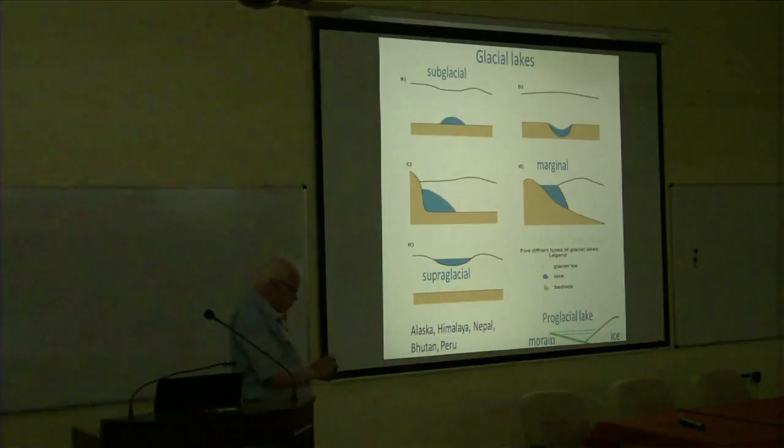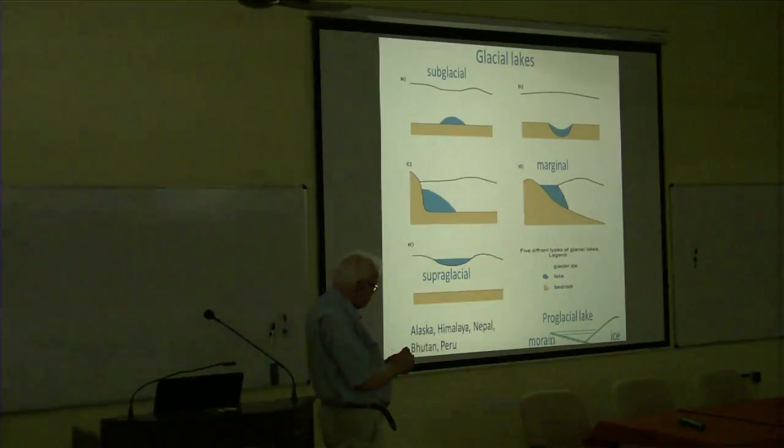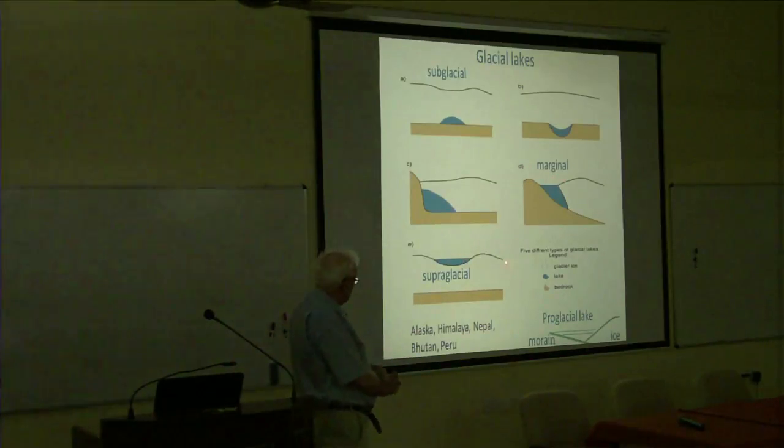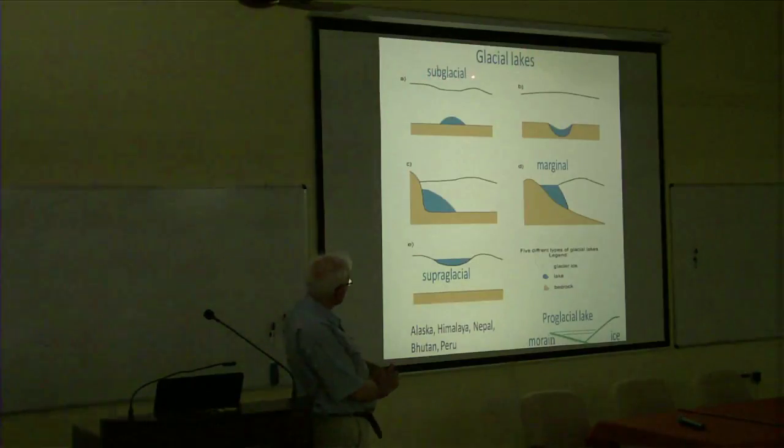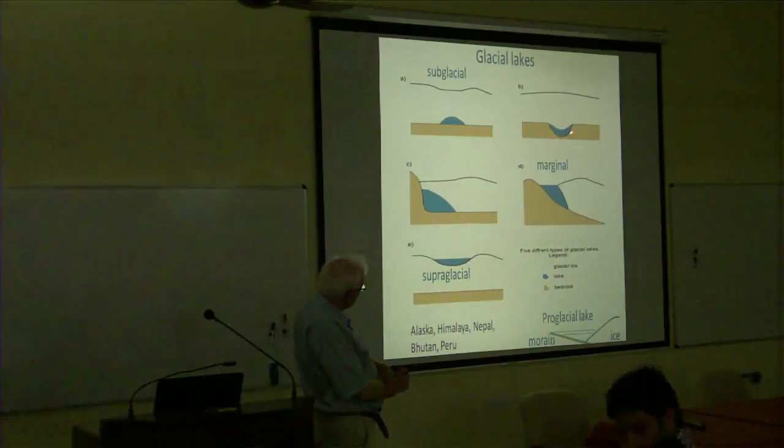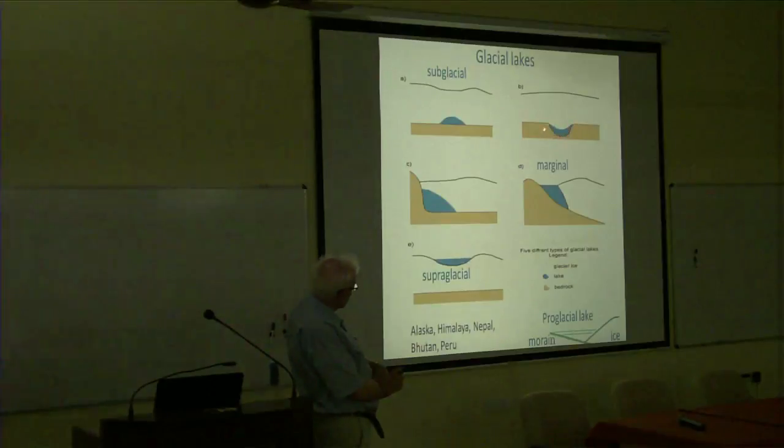And we can classify or distinguish between several types of lakes. We can have subglacial lakes. They are, as the name is telling you, located underneath the glacier. They can be located in depressions, for example in the ground, and this is the case.